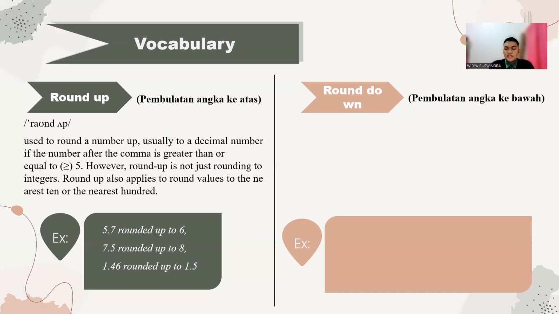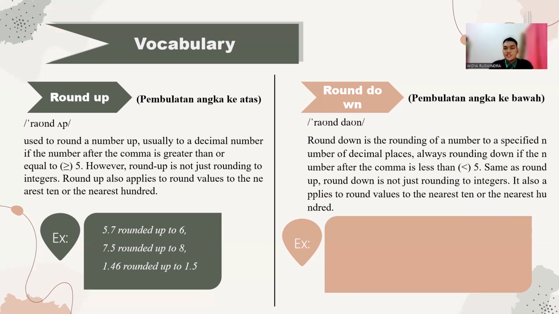And the next vocabulary is round down. In Indonesian, we say pembulatan angka ke bawah. The pronunciation is round down. Round down is the rounding of a number to a specified number of decimal places, always rounding down if the number after the comma is less than 5. Same as round up, round down is not just rounding to integers. It also applies to rounding values to the nearest 10 or to the nearest 100.